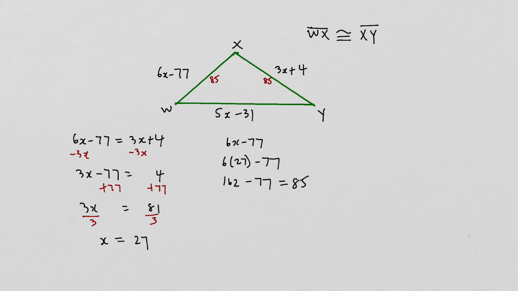So we're going to plug in 27 for x. Let's write this over here: 5x minus 31. We substitute 27 in for x, and then solve. 5 times 27 is 135, minus 31, and that is equal to 104. So now we know that this third side here is 104.